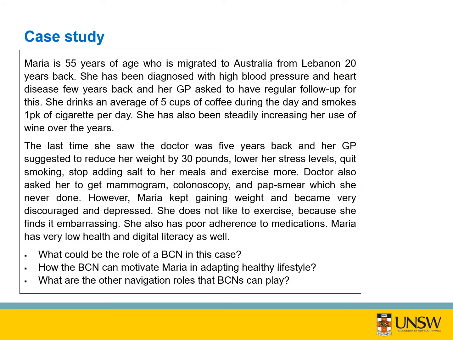So here is a case study of Maria, who is 55 years of age, who migrated to Australia from Lebanon 20 years back. She was diagnosed with high blood pressure and heart disease a few years back, and her GP asked her to have regular follow-up for this. She drinks an average of 5 cups of coffee during the day and smokes 1 packet of cigarettes per day. She has also been steadily increasing her use of wine over the years.